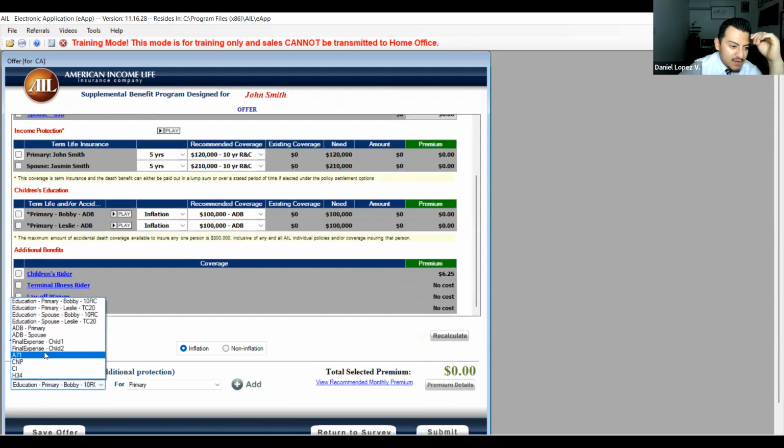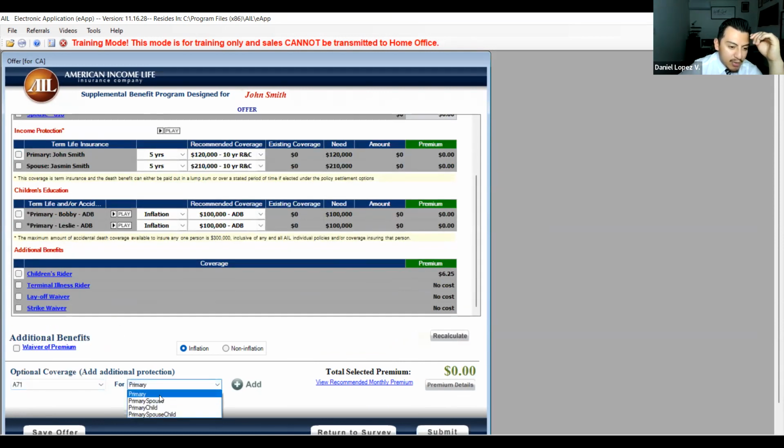So let's say I'm adding A71. I can decide to add a primary, spouse, child. Do me a favor, please don't make this silly mistake. If you're sitting down with the family, meaning husband, wife, and kids, add them all in the policy. Don't just add husband and wife, because at one point they're gonna call you, my child's in the hospital.